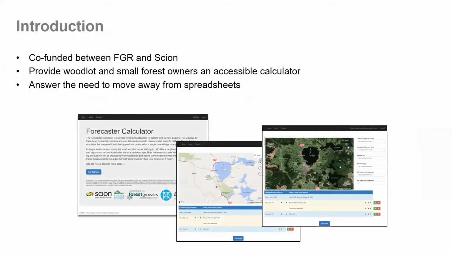The Forecaster Calculator was a co-funded project between Forest Growers Research and Sawn, and it was started in 2016 and fully deployed in 2018. It was created for two purposes: A, to provide woodlot and small forest owners with an accessible calculator that can provide a rough estimate of volume and log product mix on a particular site at a particular age. And B, to answer a problem around the current use of the Excel spreadsheets, the calculators, not knowing who was using them and what version they were using.